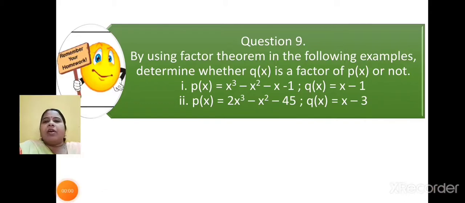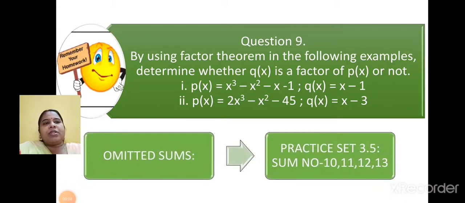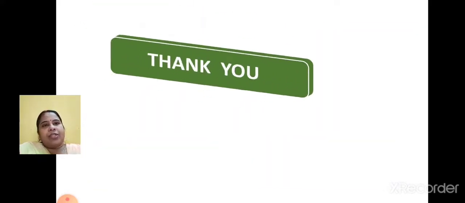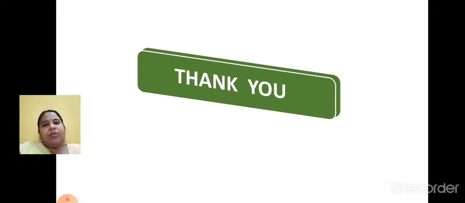Okay. Now, quickly make a note of the omitted sums from practice set 3.5. Sum number 10, 11, 12 and 13 are omitted. So with this, I come to the end of this session. Remaining part of the chapter will continue in the next session.